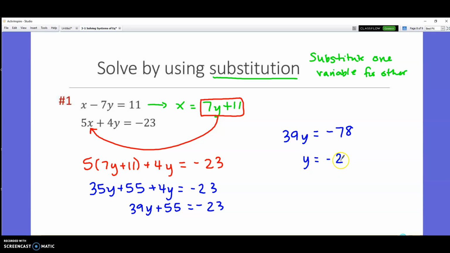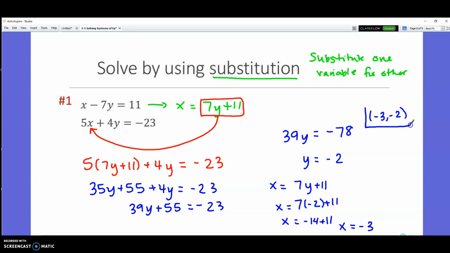Okay, now that you know what y is, then we can plug it into here, because x is equal to 7y plus 11, but now we know what y is, so I can substitute y for negative 2. And that would give me x. So x is equal to negative 14 plus 11, which means x is negative 3. So my solution here, negative 3, negative 2. That is the ordered pair that fits, and this would be consistent and independent.